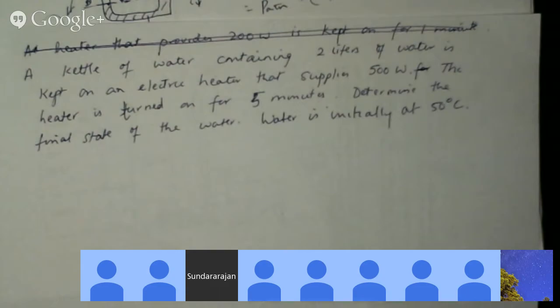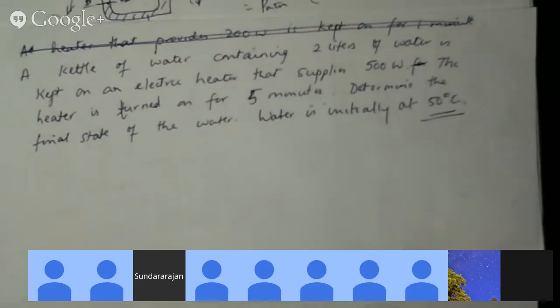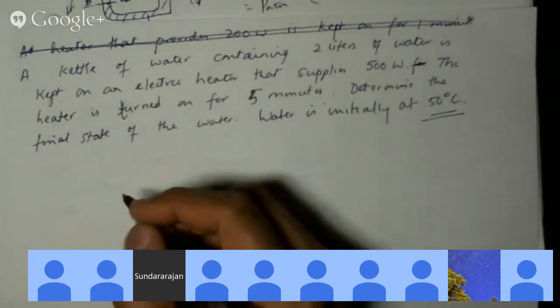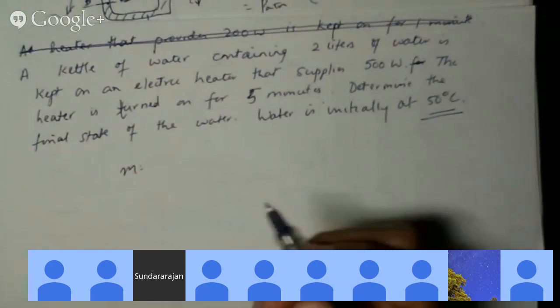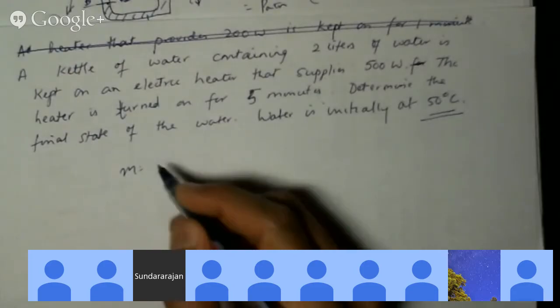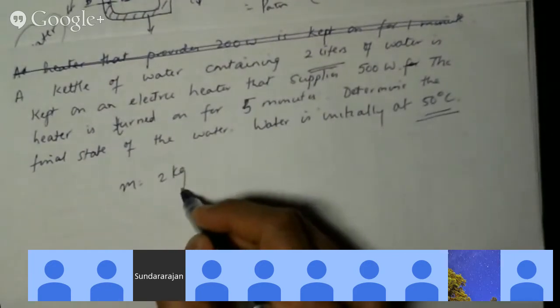Would you use Q equals MC delta T? Yeah, because it's at 50 degrees, so we have to use equivalent T first. So you find the mass, and then you know the specific heat of water. What is the mass? The mass is 2 liters. 2 liters will be 2 kilograms.